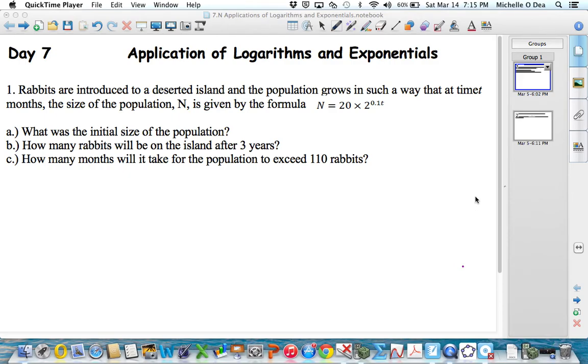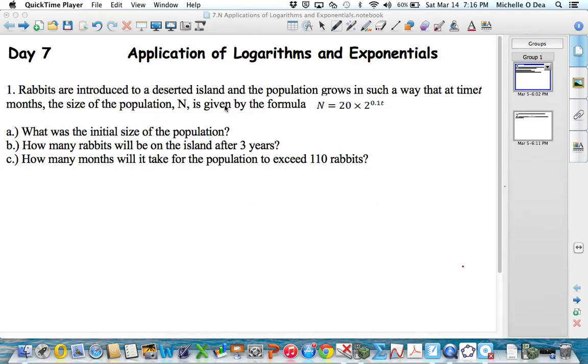Okay, today we're going to look at our last lesson on logs and exponentials, and this is looking at some applications. So we're going to be using logs and exponentials at the same time. All right, let's start with the first example.